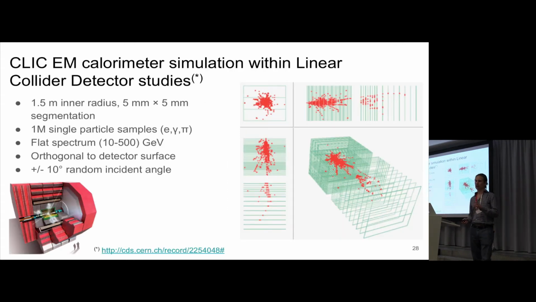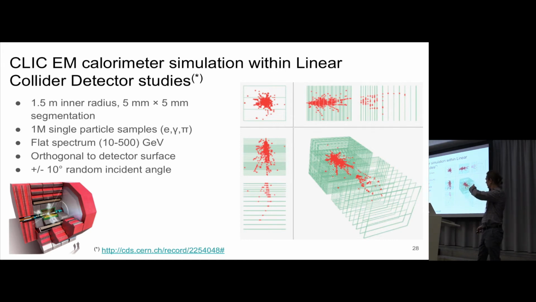Now I'm moving on, and I tell you basically the same story for a future electromagnetic calorimeter based on the CLIC linear collider detector studies. So here, giving you some information on the calorimeter. The feature is it has a much finer segmentation, and it has a uniform segmentation. It's 5 millimeters everywhere. 1 million single particles are used as a training set, not only photons, but also electrons and neutral pions here. And the energy spectrum is similar, between 10 and 500 GeV, but in this case flat, as compared to Atlas, where we used individual energy points.